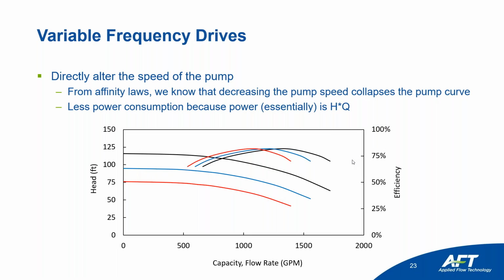When you're collapsing the curve or changing the speed, you also change, not the efficiency percentages, but where that happens, because now you have a little bit of a different BEP flow rate. So I just color coded them for visual sake.